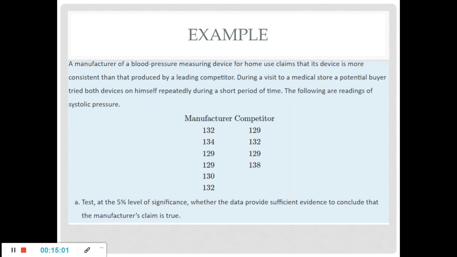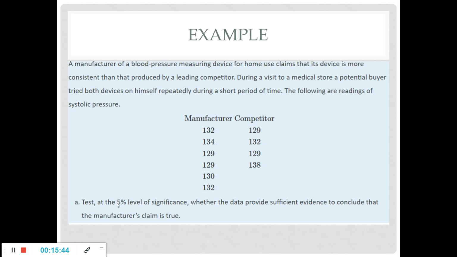So I'm giving you an example. I mean, basically it is an exercise. So I want you to try this. This is an example or a question on the F test. So see, these people basically want to know whether there is any statistically significant difference between the variance of two devices which are used to test the pressure, right? Blood pressure.